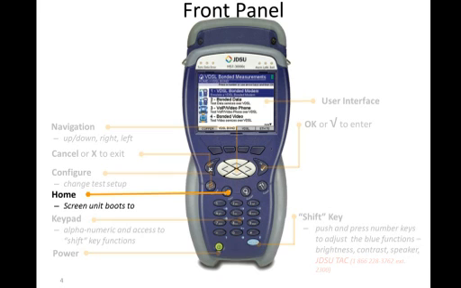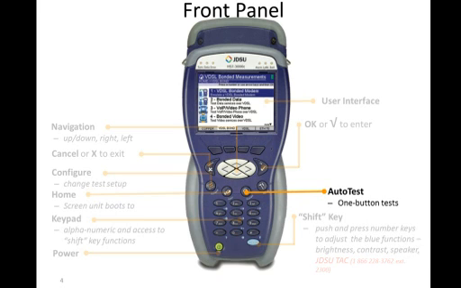The button next to Configure is labeled Home. Home is whatever screen the HST boots into when it's turned on. That is considered the home screen or the top of the menu layer. Next to Home is Auto Test. Auto Test is an area of memory set aside by JDSU that allows us to program custom test sequences.